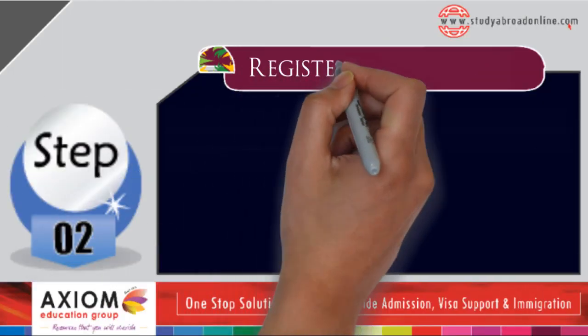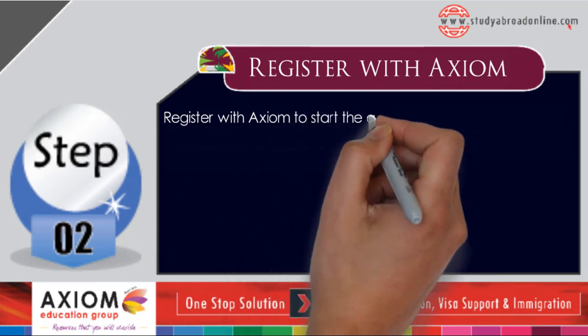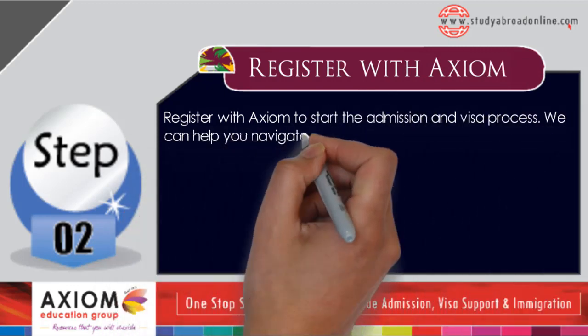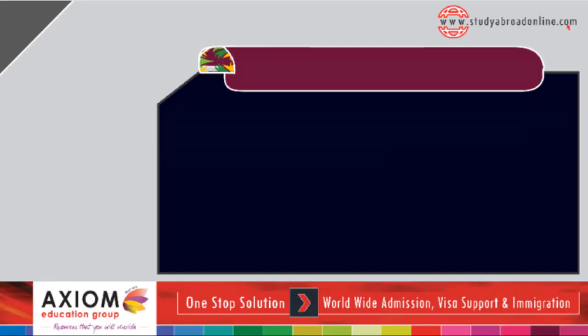Next up, we'll have Step 2, and that is to register with Axiom. You may register with Axiom to start the admission and visa process. We can help you navigate through the various processes and make studying overseas easier.